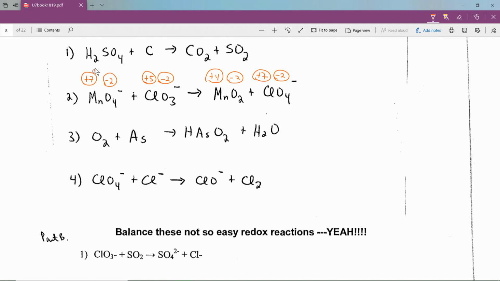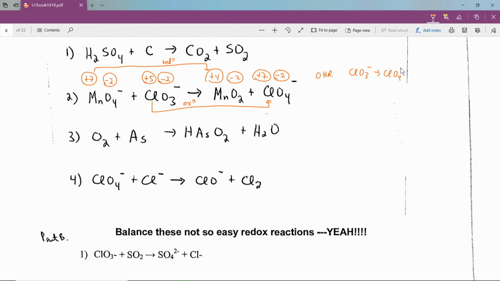So manganese goes from +7 to +4. So that's a reduction. Oxygen staying at -2. Chlorine goes from +5 to +7. So that's an oxidation. And everything else will fall into play as we go through. So I usually write the oxidation half reaction on the top, just a personal preference. So the oxidation half reaction, I got ClO3 minus goes to ClO4 minus.